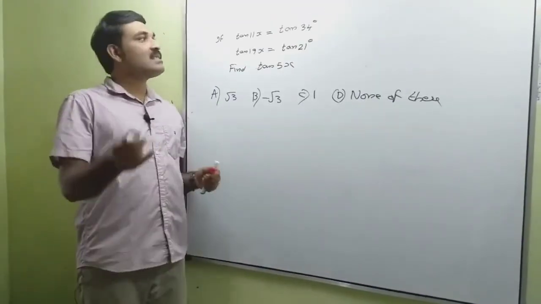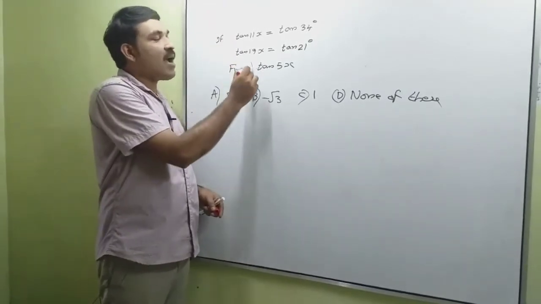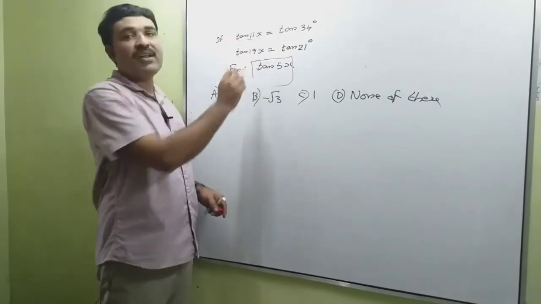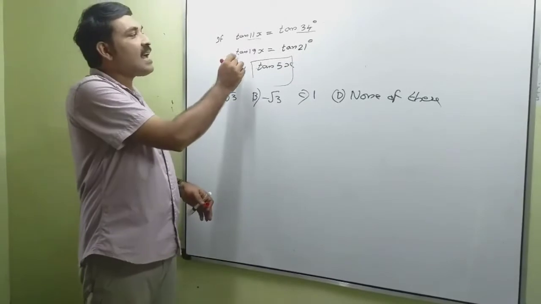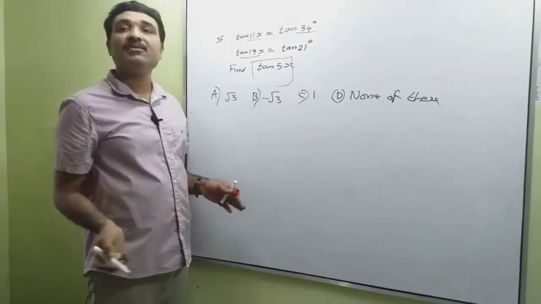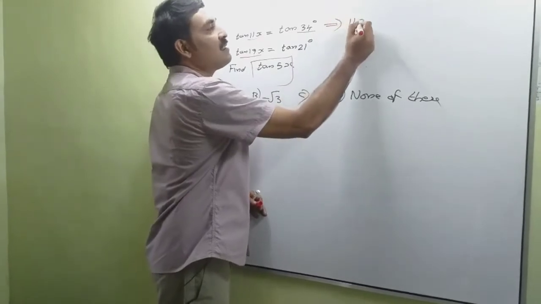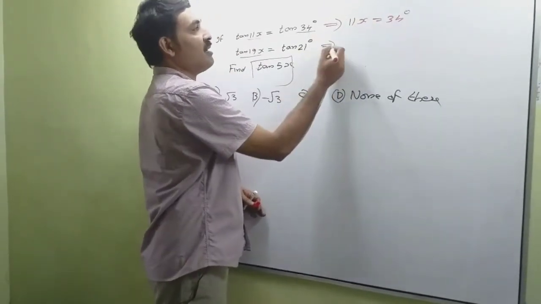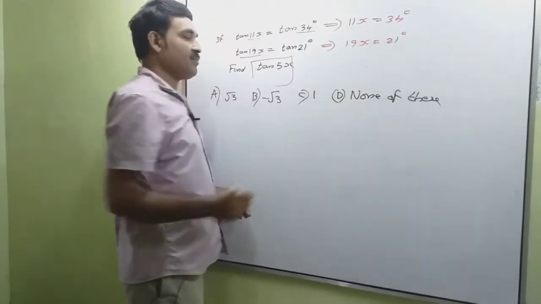Now the question is, we have two conditions given and we want to find the value of tan 5x. The first condition is tan 11x is equal to tan 34 degree and tan 19x is equal to tan 21 degree. This condition implies that 11x is equal to 34 degree, and this condition implies that 19x is equal to 21 degree.